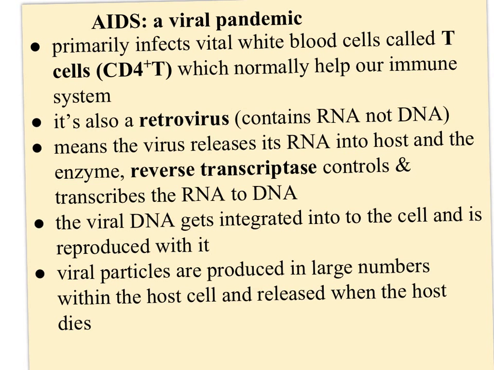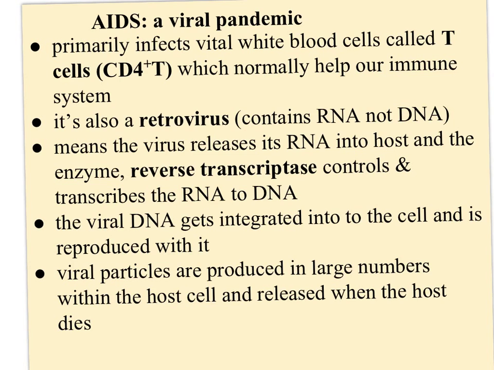So, how does the AIDS virus infect the body? It primarily infects vital white blood cells called T cells, or more specifically CD4 plus T cells. And these cells normally help our immune system. So the very cells that should be helping you are the ones being attacked. It's also a retrovirus, which means it contains RNA, not DNA.